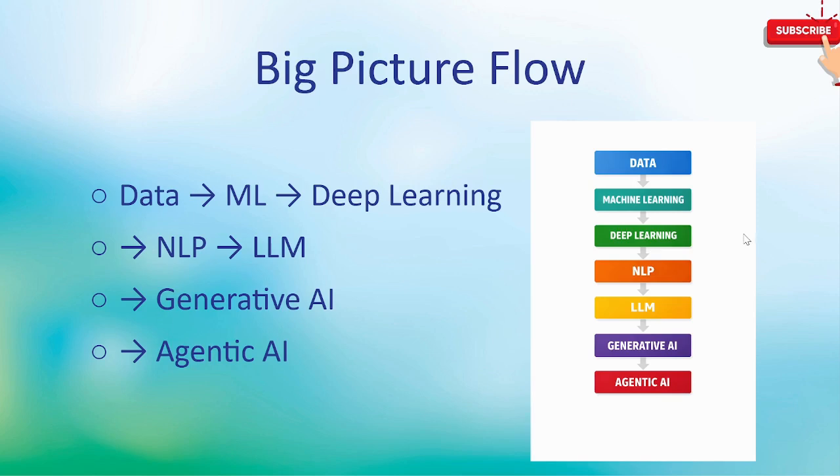AI starts with data. Then comes machine learning, where it learns from that data. Then deep learning, which makes it even more powerful. Then NLP, which helps AI understand human language. And from that we get LLMs. After that comes generative AI and finally agentic AI. Don't worry if this sounds complex, we are going to break each one down.